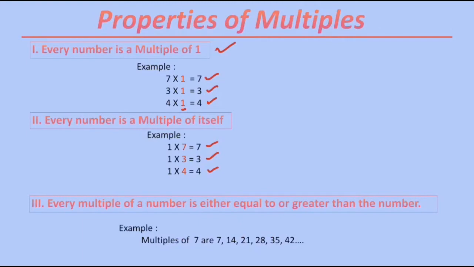Every multiple of a number is either equal to or greater than the number. In this example, we have taken the multiples of 7. The multiples of 7 are 7, 14, 21, 28, 35, 42 and so on. Here, the first multiple of 7 is equal to the number 7 and the rest of the multiples are greater than 7.